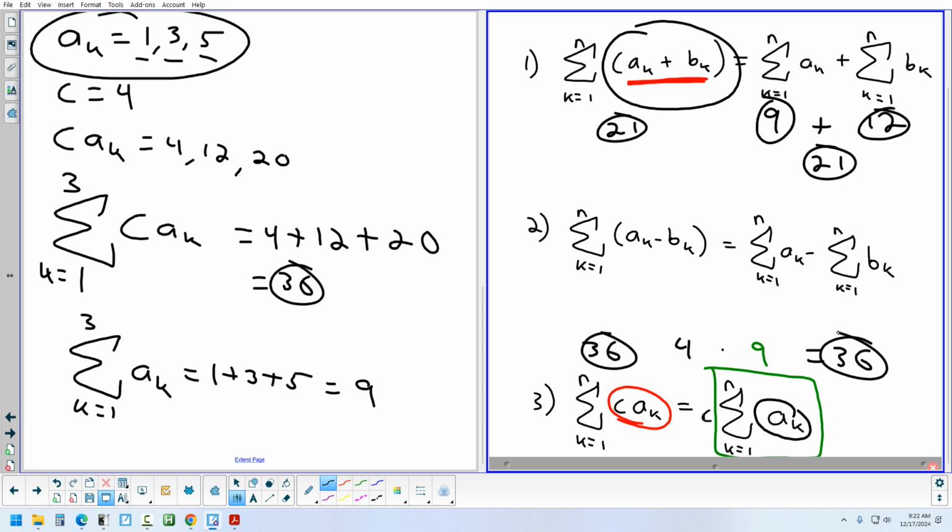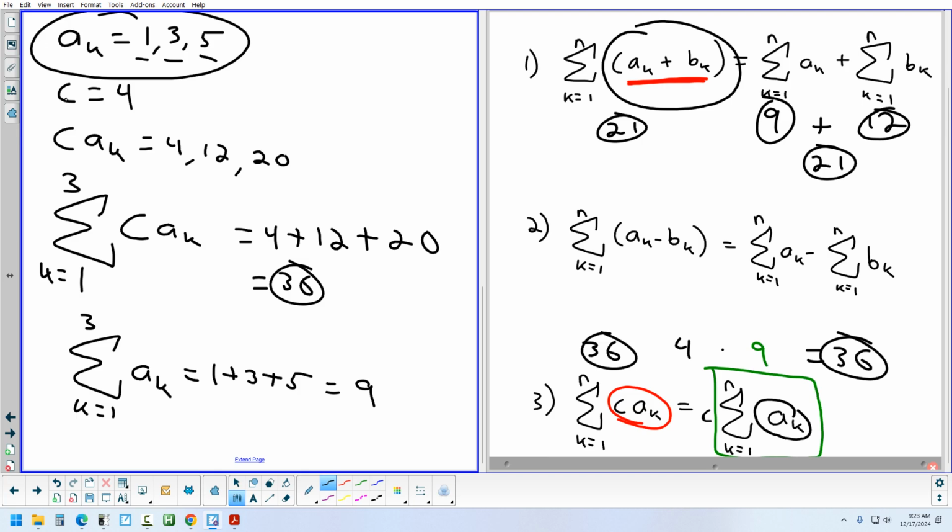How do you get 4 for C? I just made that up because I said quadruple. So if it was triple, C would be 3. If it was double, C would be 2.